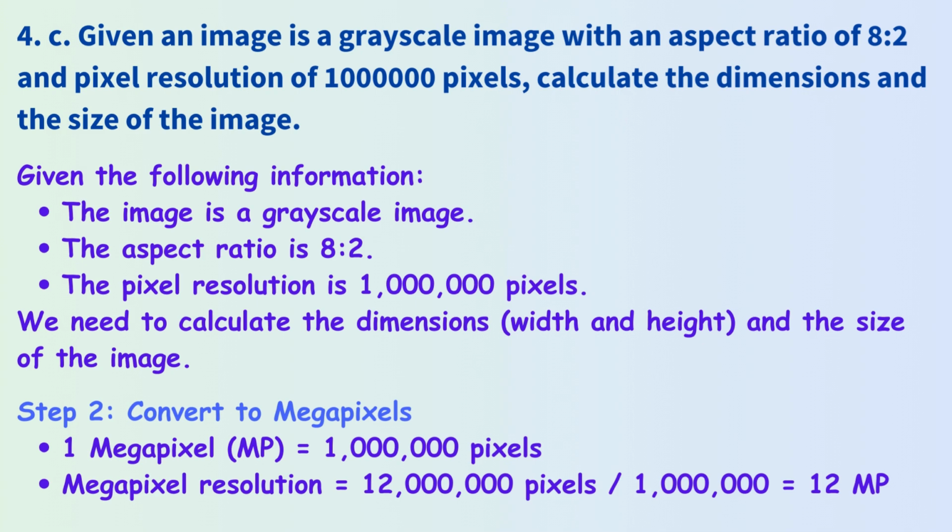Given an image is a grayscale image with an aspect ratio of 8:2 and pixel resolution of 1 million pixels, calculate the dimensions and the size of the image. Given the following information: the image is grayscale, the aspect ratio is 8:2, and the pixel resolution is 1 million pixels. We need to calculate the dimensions, width and height, and the size of the image.